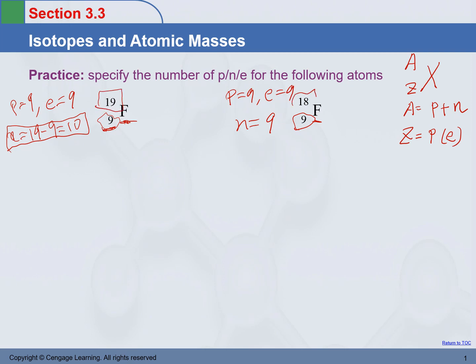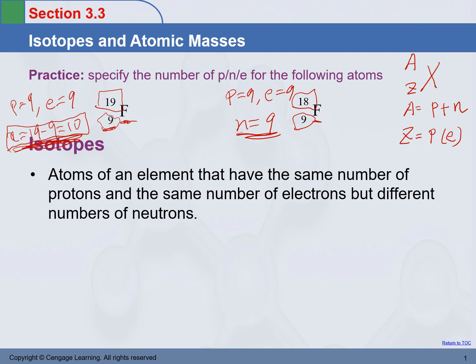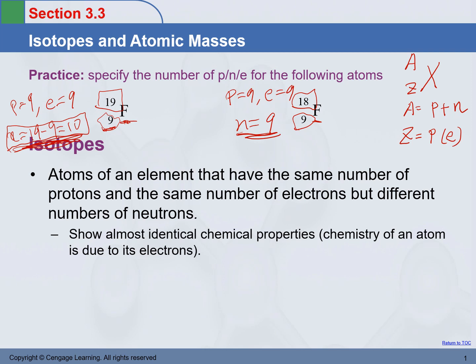Their difference comes from the number of neutrons. The first one has 10. The second one has 9. We call atoms with the same number of protons but different numbers of neutrons isotopes. So the practice we just did is an example of 2 fluorine isotopes. Isotopes have almost identical chemical properties.